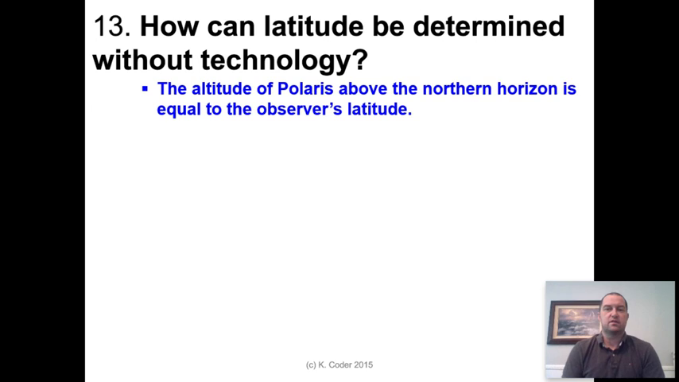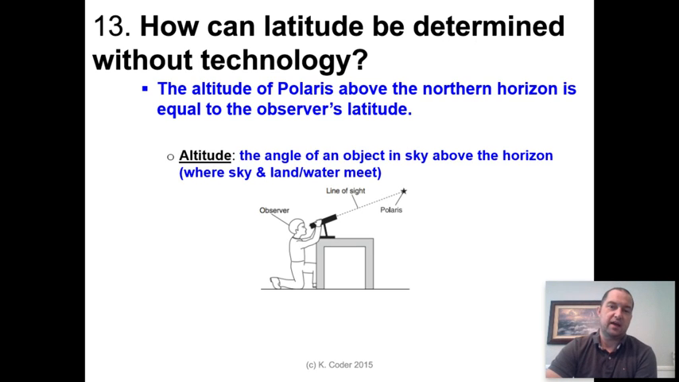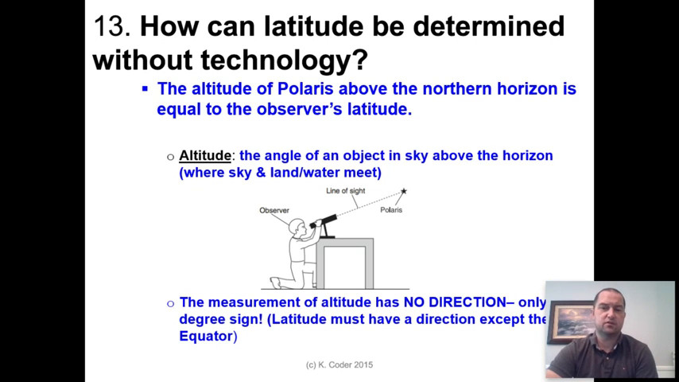So the altitude of Polaris above the northern horizon is equal to the observer's latitude. What that means is the angle of the altitude is how far it is above the horizon. It's just going to be a degree of measurement. If the observer is using a telescope to look at Polaris, that angle is how much the telescope is tilted off of the horizon, the lowest point that's visible on the ground. The measurement of altitude has no direction, just a degree sign. And latitude must have a direction except at the equator.